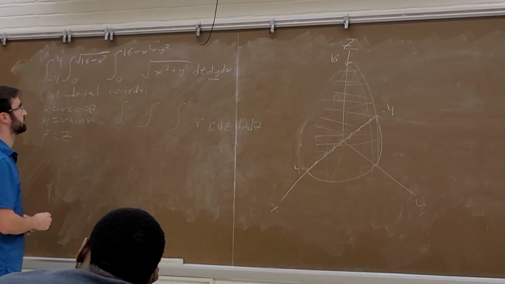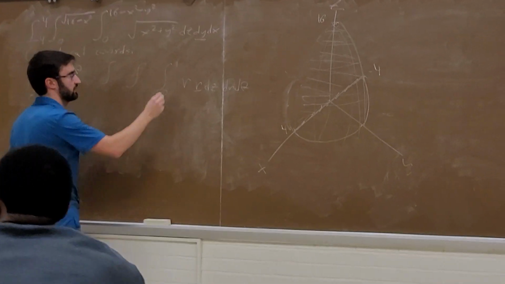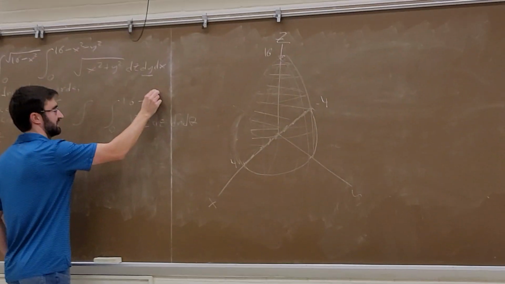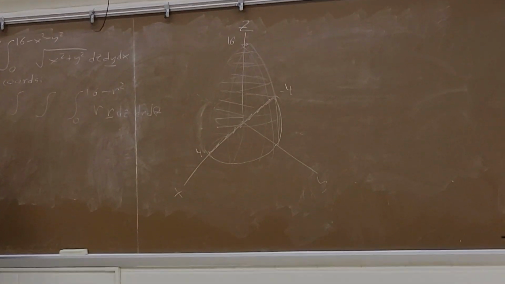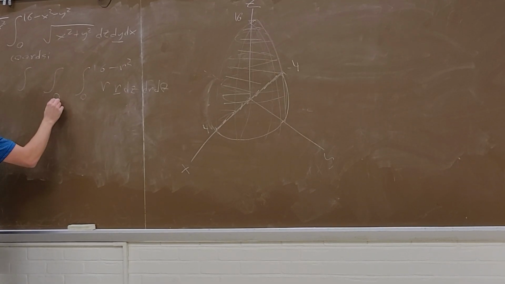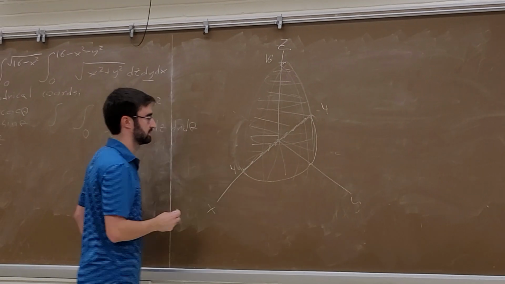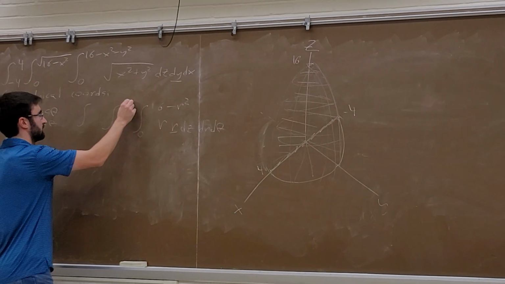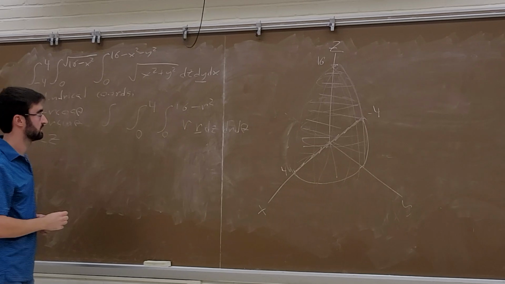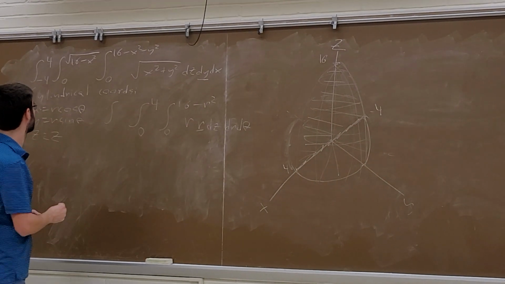So z goes from 0 to 16 minus the sum of x and y squared, so that will be minus r squared. And r goes from 0 to 4, as you can see it goes from 0 to 4. And then theta goes from 0 to pi.